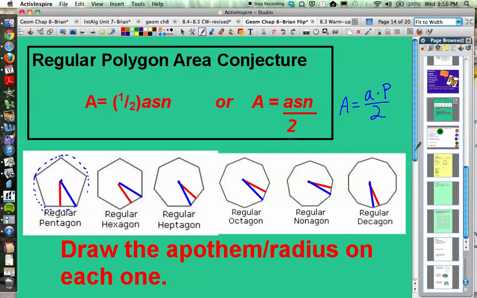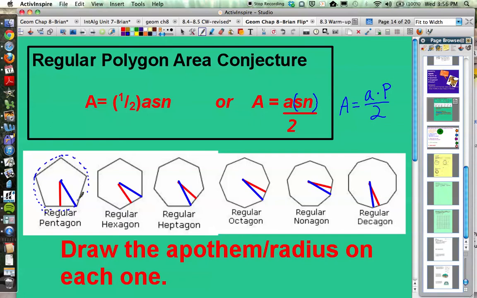So the regular polygon area conjecture says the area is 1/2 times apothem times side length times number of sides, or A S N divided by 2. Remember, we also have this other version, which is the area is the apothem times perimeter divided by 2, because S times N, side length times number of sides, gives us the perimeter. Down below you see a bunch of regular polygons, and what I've sketched in here is the apothem, which is in red, so from the center perpendicular to the side, but I've also in blue sketched in a radius.